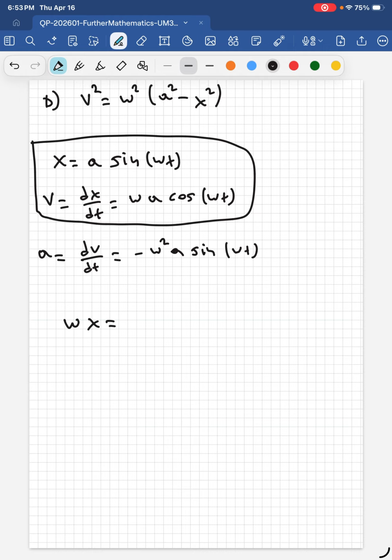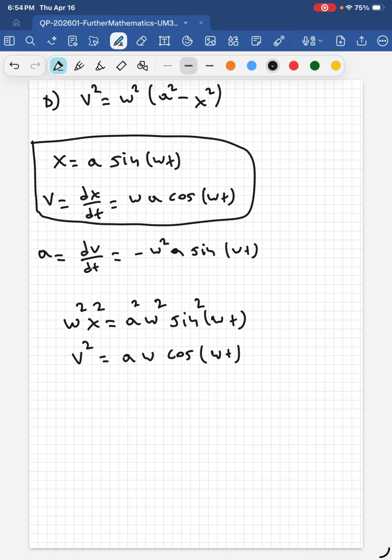I haven't done anything, I just introduced omega in both the left-hand side and the right-hand side. And then the velocity is simply A omega cos omega t. Now if I square this, I will have omega squared x squared equal to A squared omega squared times sine squared omega t. And if I square this, I will have v squared is A squared omega squared cosine squared omega t.